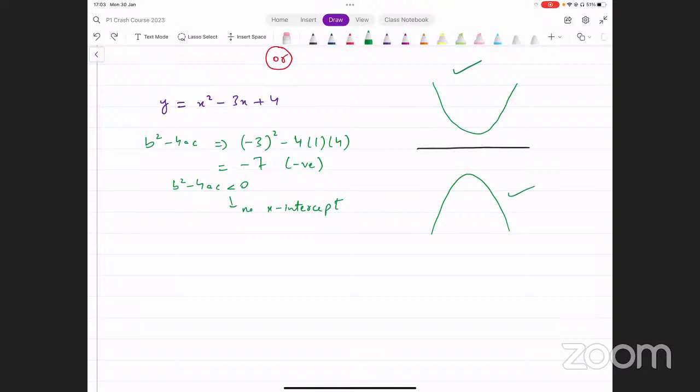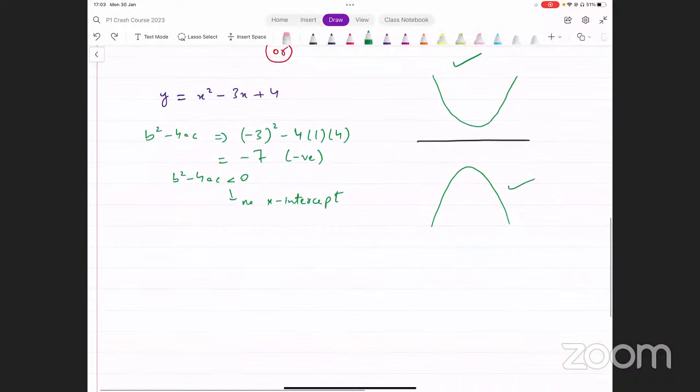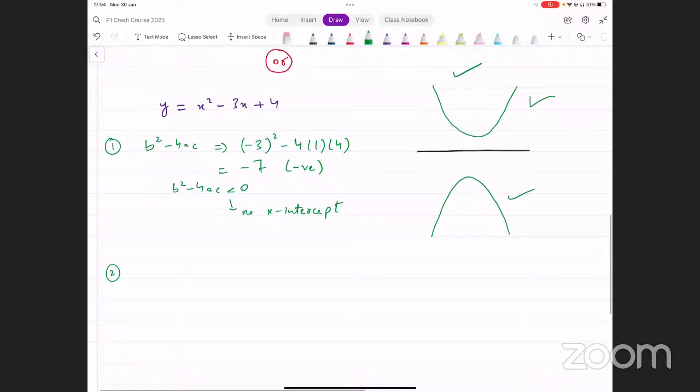You would also have to write, so this is one thing: the discriminant is negative. You would also need to show that it's a U-shaped curve. So it's this curve, not the curve below. So how would you show that? You would either just write that it's a U-shaped curve, or you first say that the coefficient of x squared is positive. That is why it's a U-shaped curve.